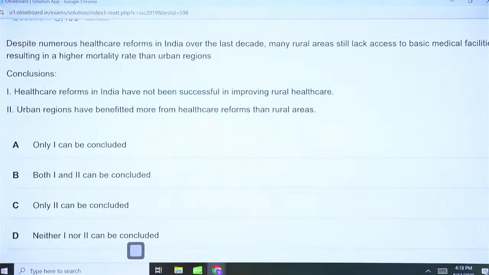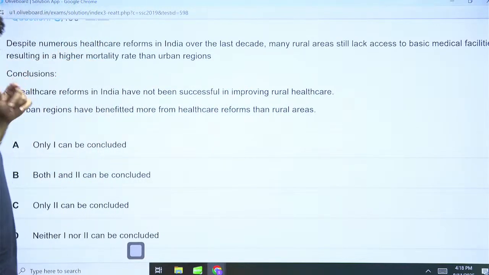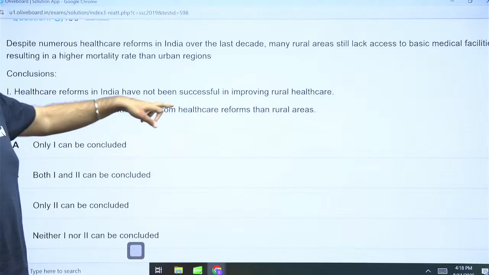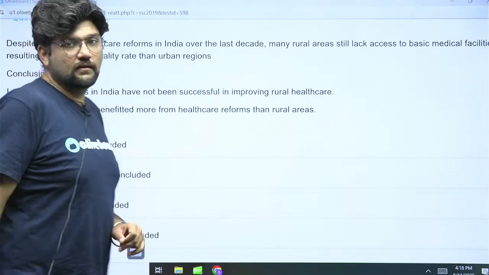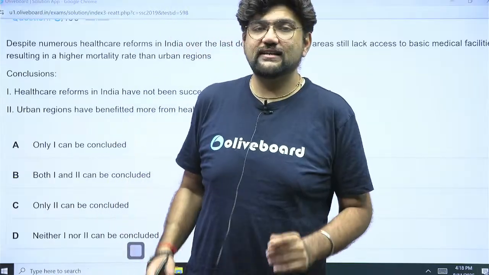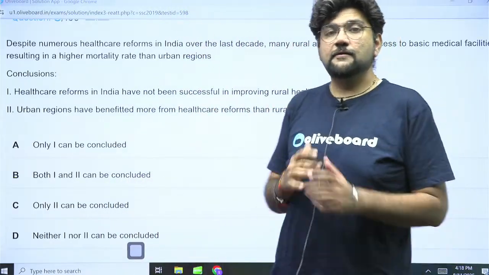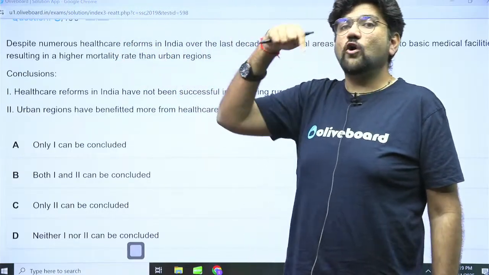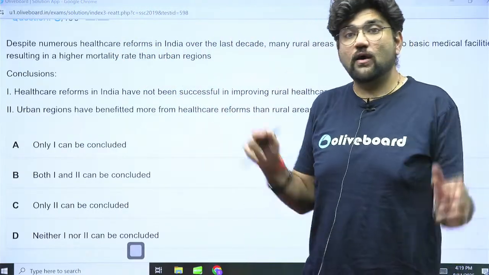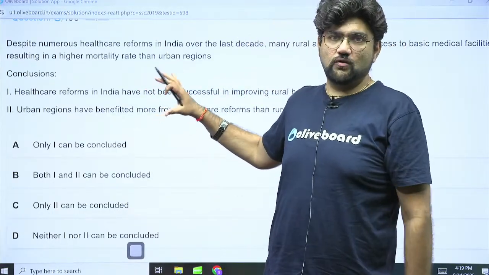Now read the conclusions. Healthcare reforms in India have not been successful in improving rural healthcare. Urban regions have benefited more from healthcare reforms than rural areas. Whenever you're reading a conclusion-based question, it simply implies: what do you understand from the statement? When the author is writing this statement, what is the author actually trying to convey to you? What is the final message which he is trying to deliver to you? That is your conclusion.